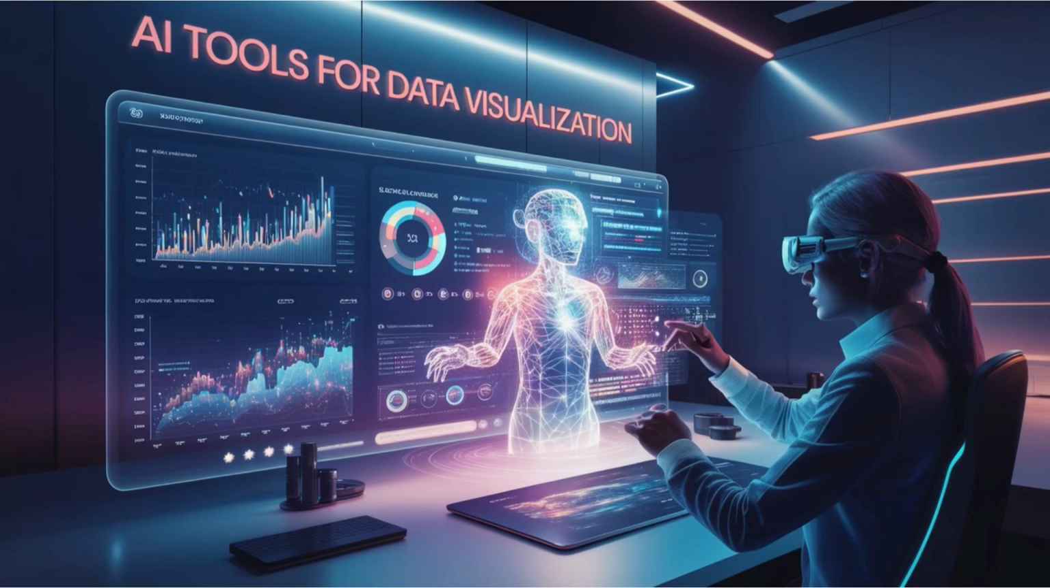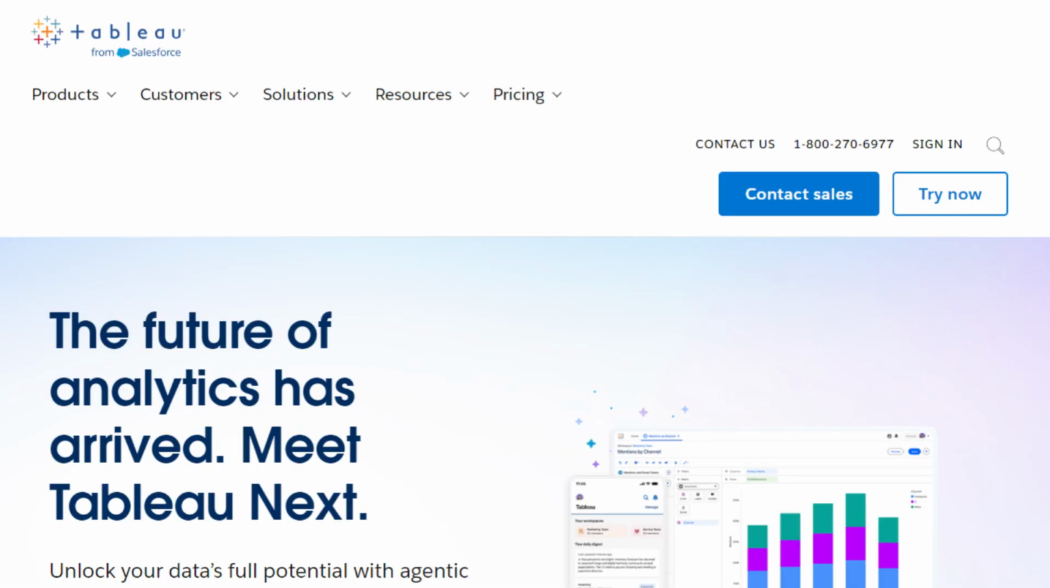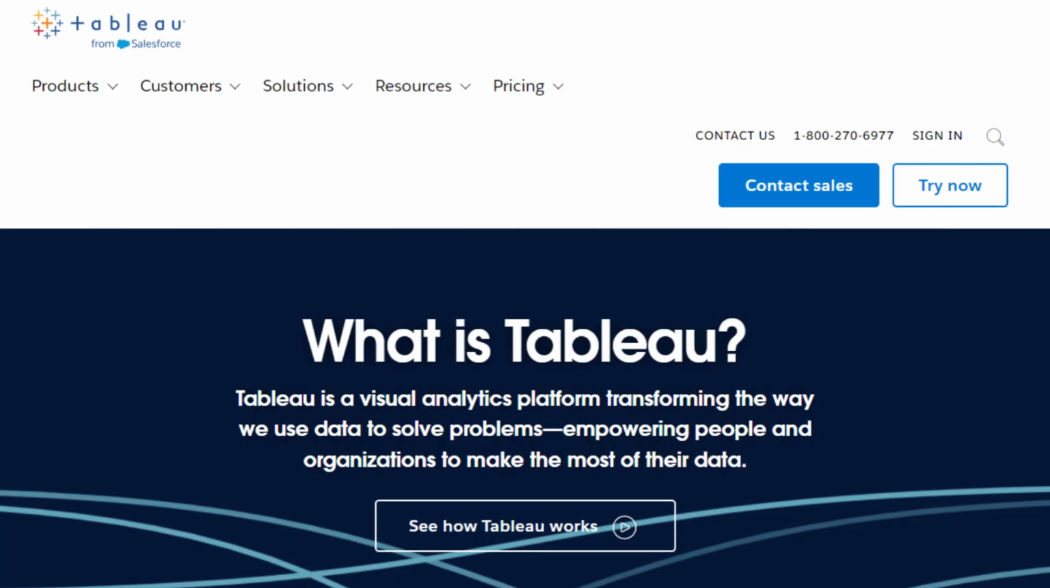Data visualization is essential for understanding complex information. AI-powered tools make this easier and more insightful. Tableau, Power BI, and D3.js are examples of AI tools for data visualization. Tableau is a leading visual analytics platform that transforms how people and organizations use data to solve problems. By integrating artificial intelligence, AI, Tableau enhances data analysis by detecting patterns and making data more accessible. This empowers users to gain deeper insights and make informed decisions efficiently.